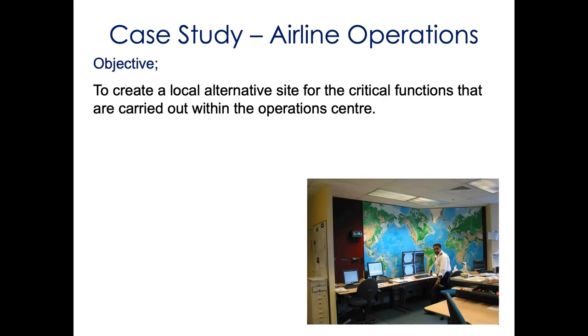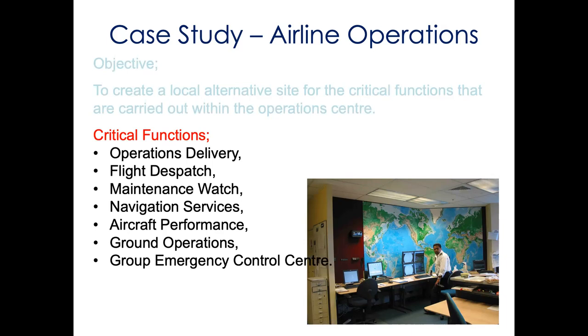Part of our exercise was to create a local alternative site for the critical functions that are carried out within the operations center. So flight planning, and the obvious ones are operations delivery, flight dispatch, maintenance watch, navigation services, aircraft performance calculations, ground operations. And in that particular building, there was also the group emergency control center for an aircraft accident. Not just our own aircraft, but also aircraft of a number of subsidiaries. So it was a really important building.